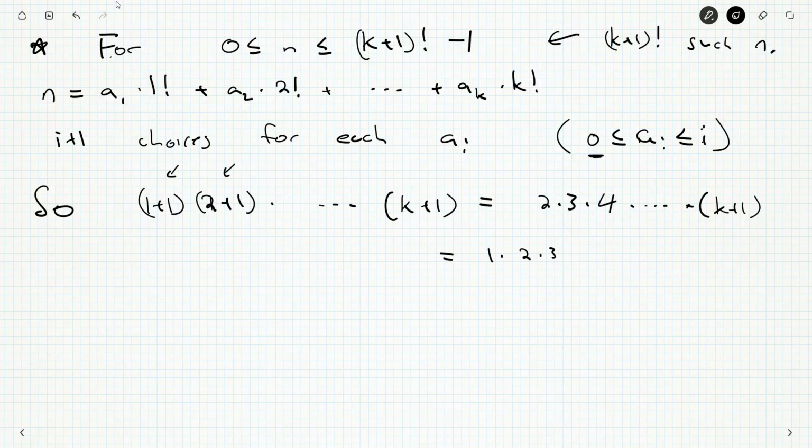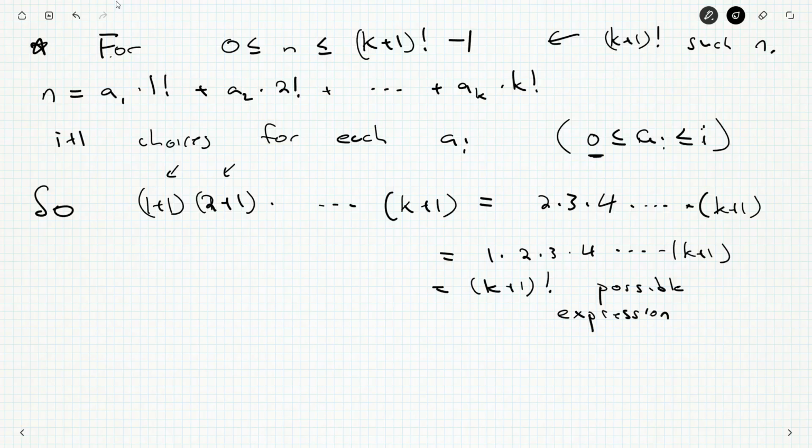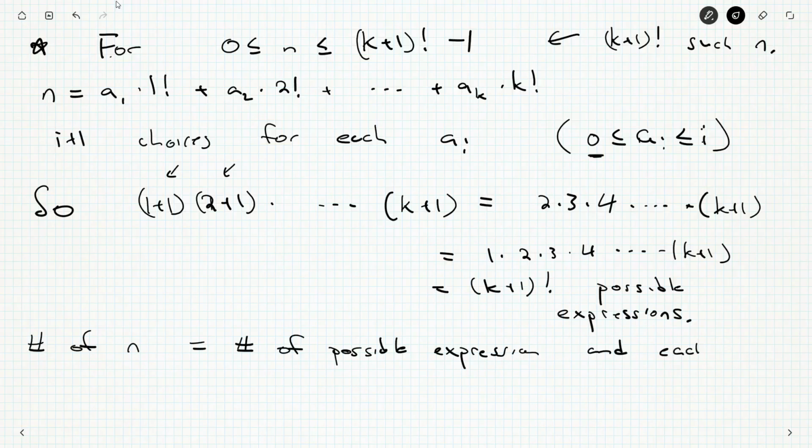But any number is the same if you multiply it by 1. So there are k plus 1 factorial possible expressions. Each number can be written in this way, so since the number of n happens to equal the number of possible expressions, and we know each n has such an expression, we can conclude that for any expression that determines an n, and for any n that determines a unique expression. So I'm just going to write that the expressions are unique.